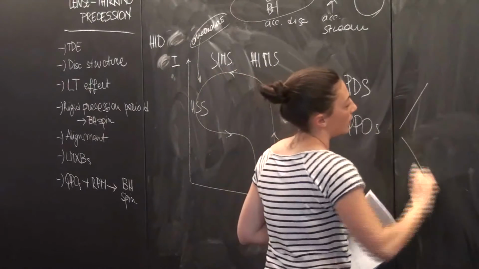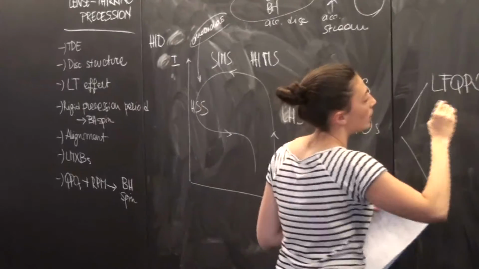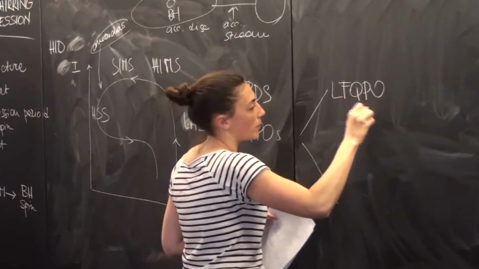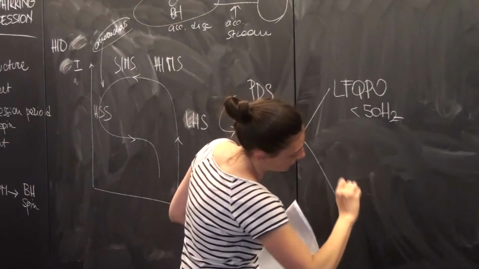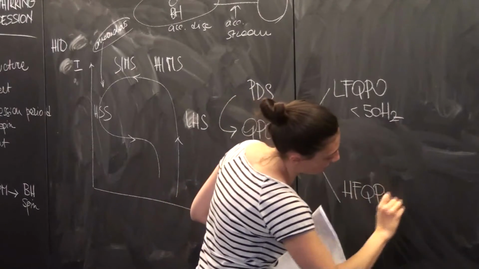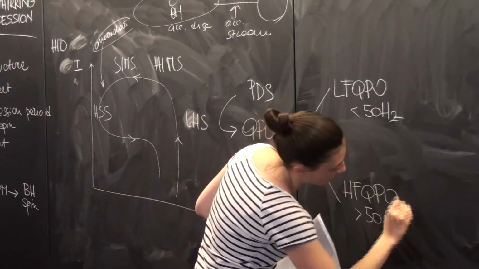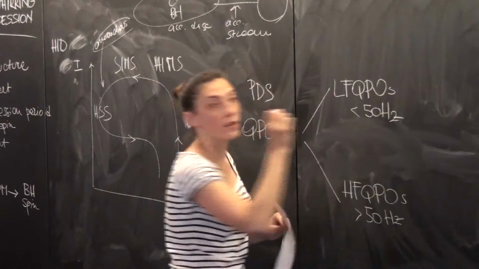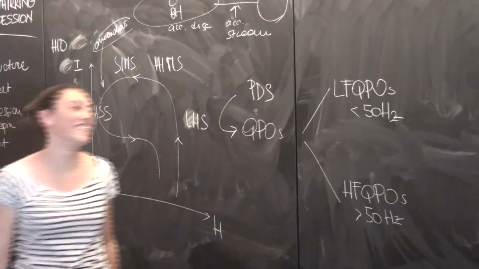And are divided in two main groups. So low frequency QPOs with frequencies, let's say, below 50 Hz, and high frequency QPOs that are above 50 Hz. Excuse me, what is PDS? Power density spectrum. Okay.